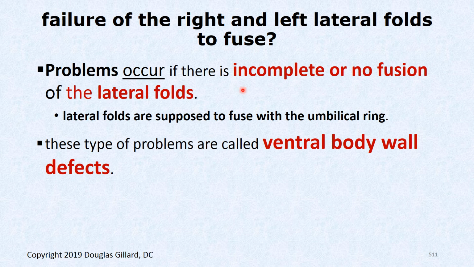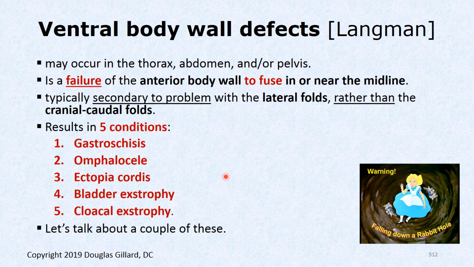Problems occur when the lateral folds, for whatever reason, don't bind together. Big problems can occur. And so these are called ventral body wall defects. High yield for chiropractic medical boards. You've got to know this stuff. Ventral body wall defects. Here they all are. And all of these result from failure of the lateral folds mainly to fuse together in the center. Sometimes it's a tiny little one, sometimes it's a giant one.